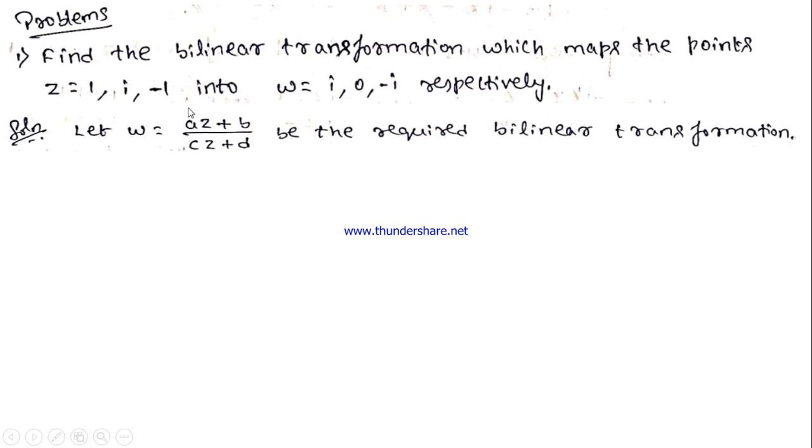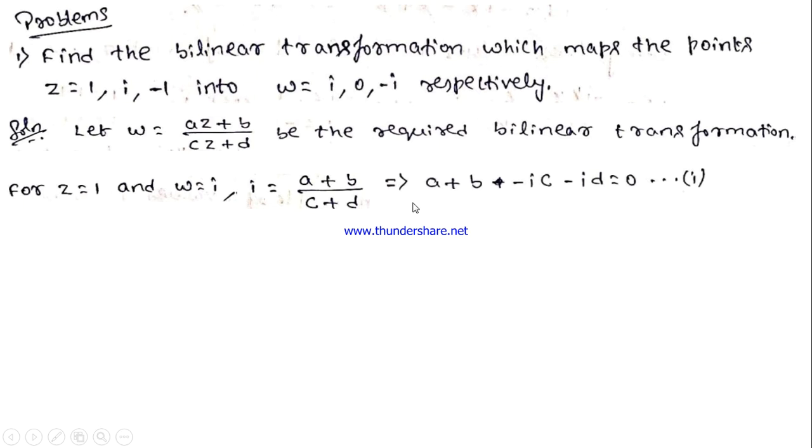So now I am supposed to find this w in such a way that this condition is satisfied, which means I am supposed to find a, b, c and d. I need to find these four unknowns. To do that, we need a set of equations. First, I will take z equal to 1 and w equal to i. With that, your transformation becomes i equal to (a plus b) divided by (c plus d). Take c plus d to the left hand side and everything to the right hand side. That becomes equation number 1.